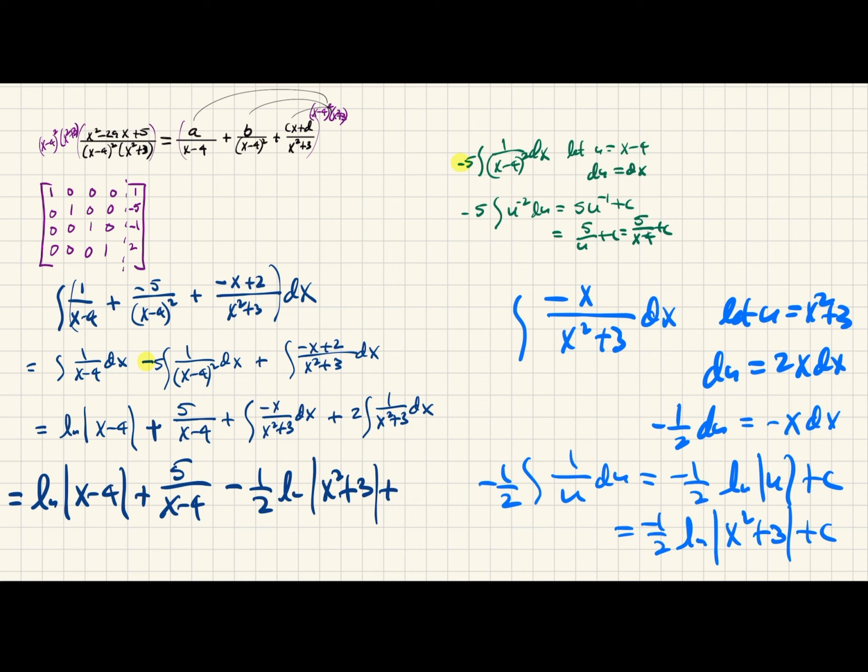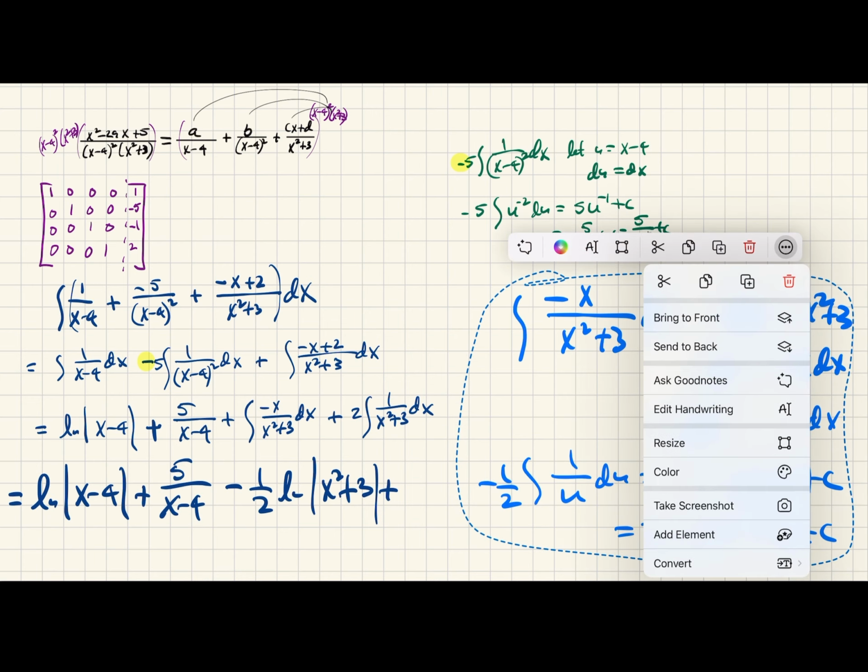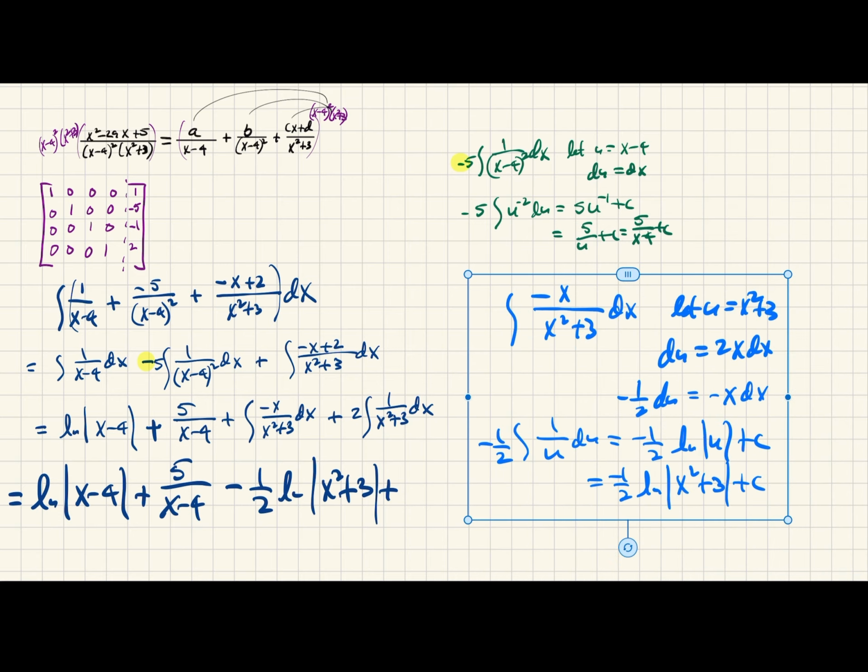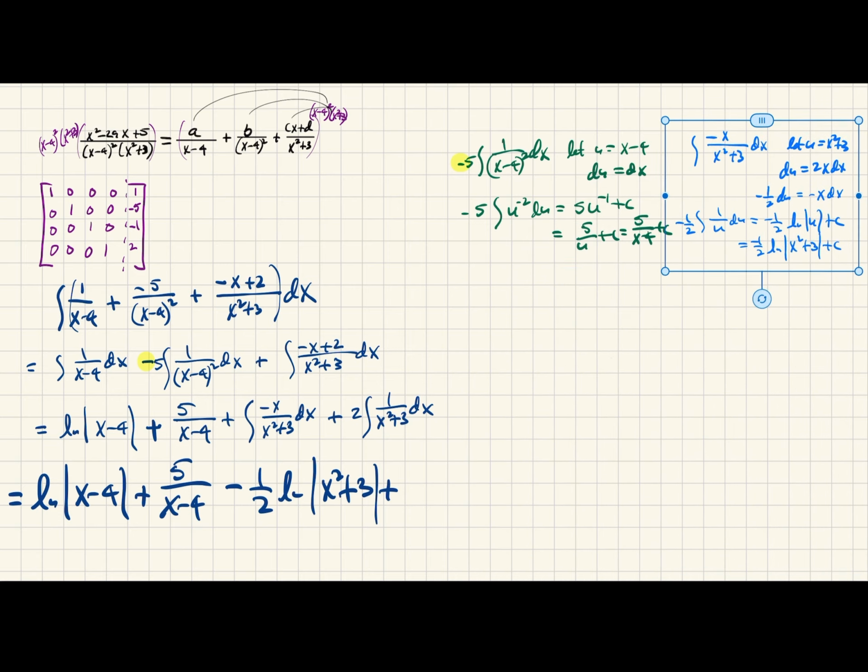And then plus, okay, now let's see. 2 over x squared plus 3 dx. That is pretty interesting, isn't it?